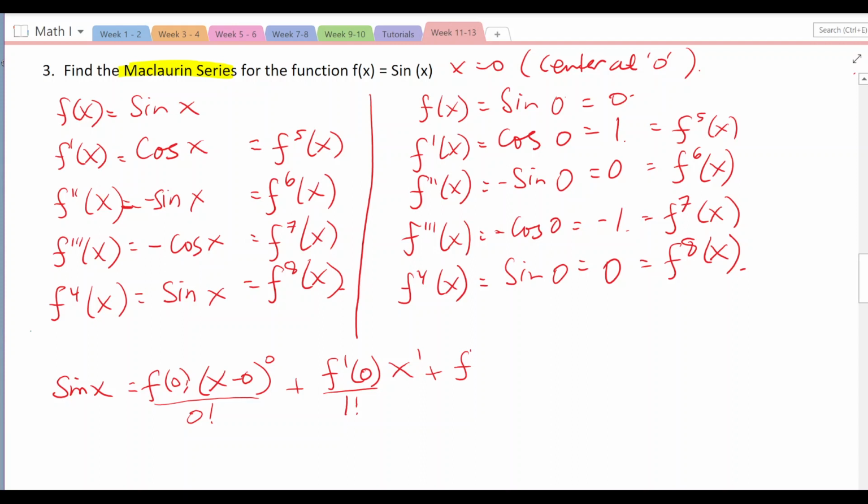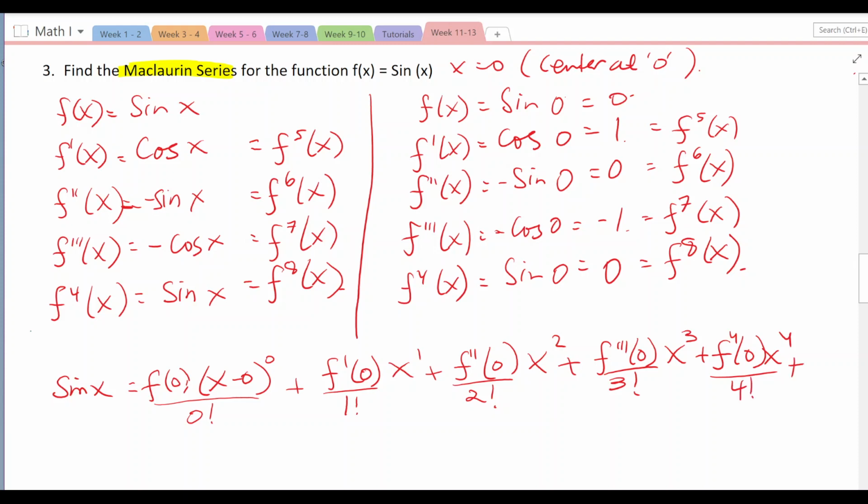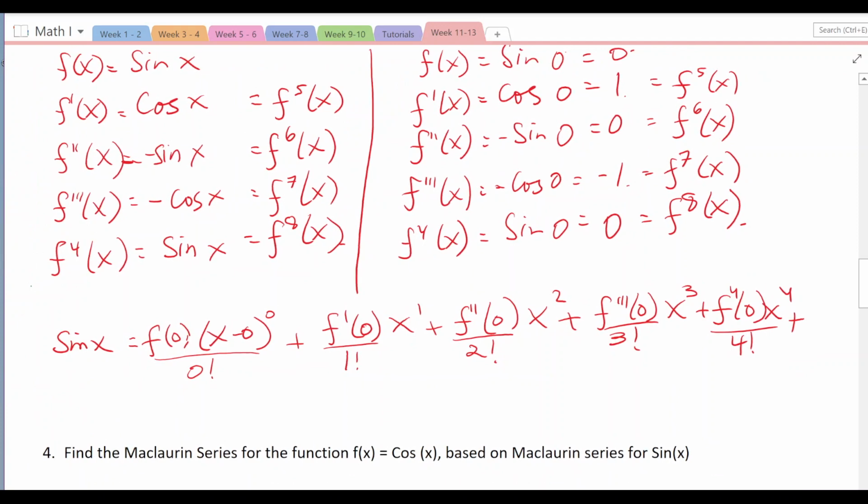And then the second derivative at x equals 0 divided by 2 factorial times x to the power of 2, and then the third derivative at 0, which we're going to substitute later on, times x to the power of 3, and we just continue until 4 probably, or 5. f fourth of 0 times x to the power of 4, divided by 4 factorial, and maybe 5. Actually, let me do more.